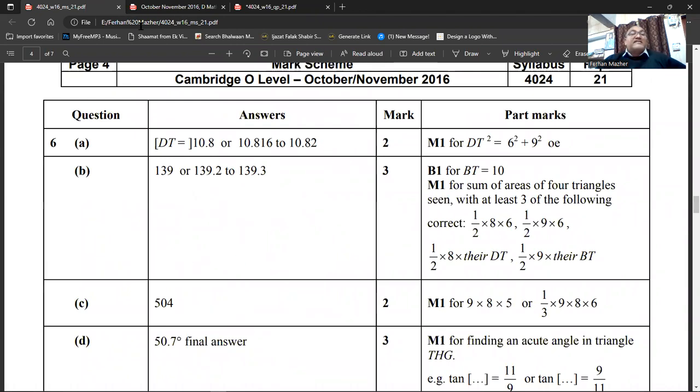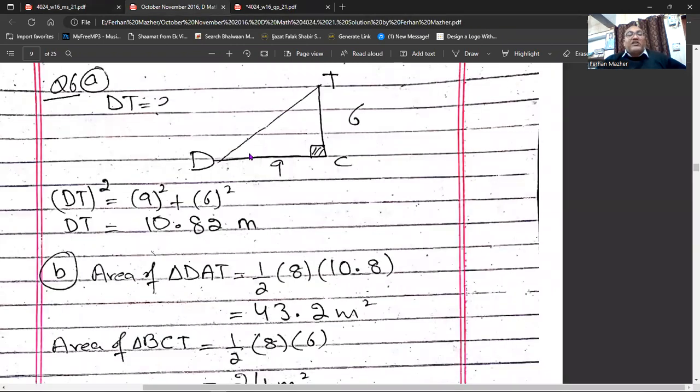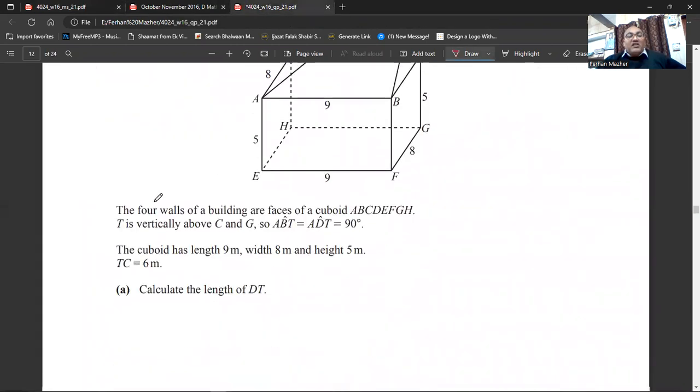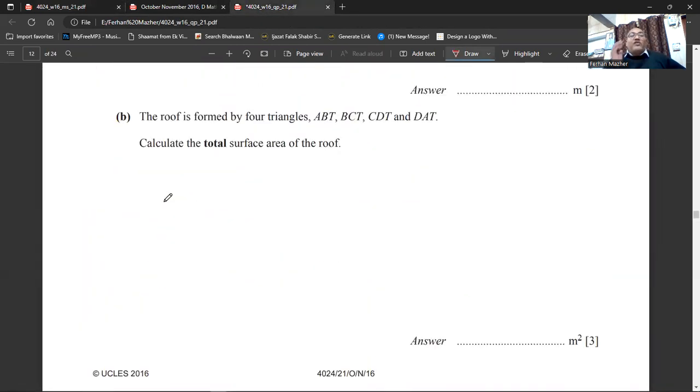10.82 is the right answer, sir. I hope you understand. A very simple, straightforward question. Okay, the B part: the roof is formed by 4 triangles. The names are ABT, BCT, CDT, DAT. Calculate the total surface area of the roof.